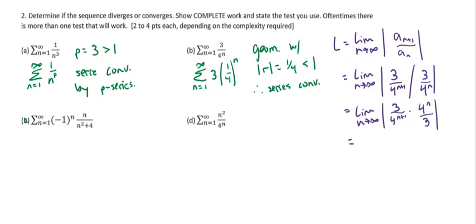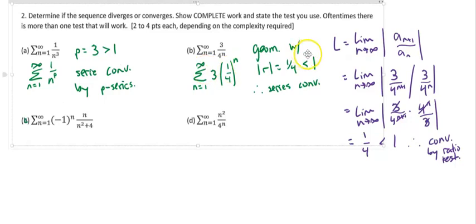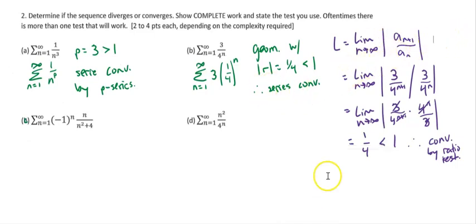Watch, the 3's divide out. The 4 to the n divides with all but the last 4, so I wind up getting 1/4. You should see that. That's good. This is a pretty quick ratio test one. Then I want to indicate that that is less than 1. And then I want to say, therefore, converges by ratio test. And that's all the work I have to show. You can do either the work in green or the work in purple. Both would be good and sufficient to show that this thing converges.